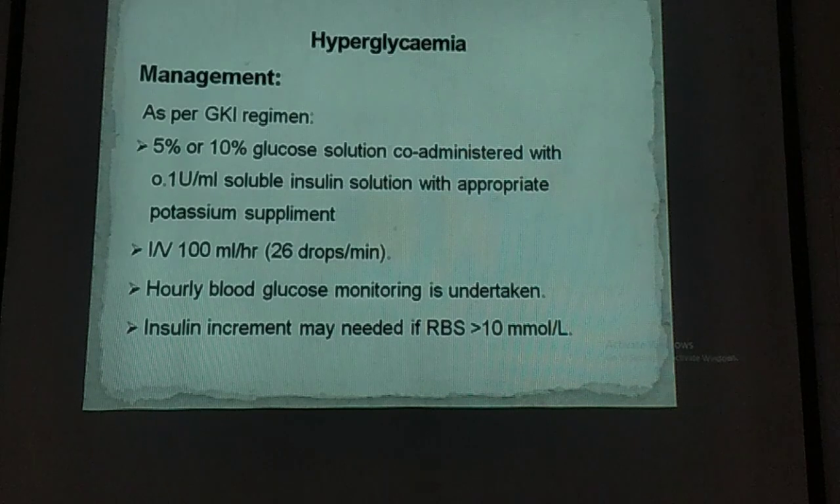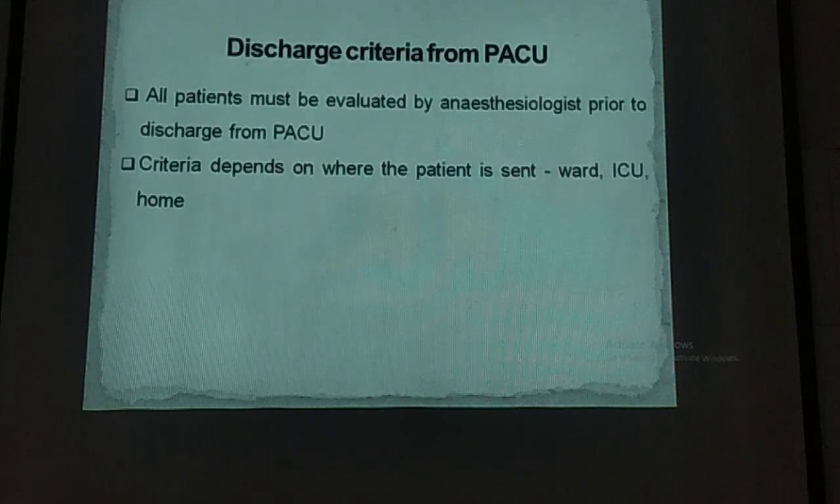Hyperglycemia management: as per GKI regimen, 5% or 10% glucose solution co-administered with 0.1 unit per ml soluble insulin solution with appropriate potassium supplement, intravenous 100 ml per hour. Hourly monitoring of blood glucose. Insulin increment may be needed if blood sugar is more than 10 millimole per liter.